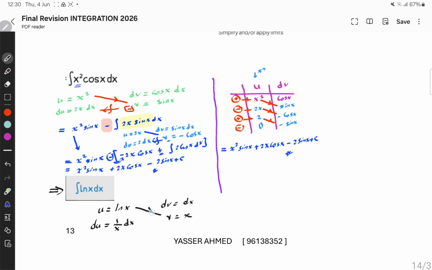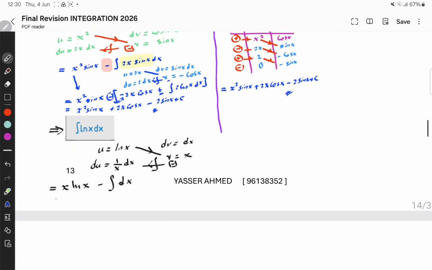Now, just apply the rule. It will be x ln x minus integral of, here x divided by x is cancelled, so it will be dx. So the final answer here will be x ln x minus, and as you know, integral of dx will be x, all of this plus c.